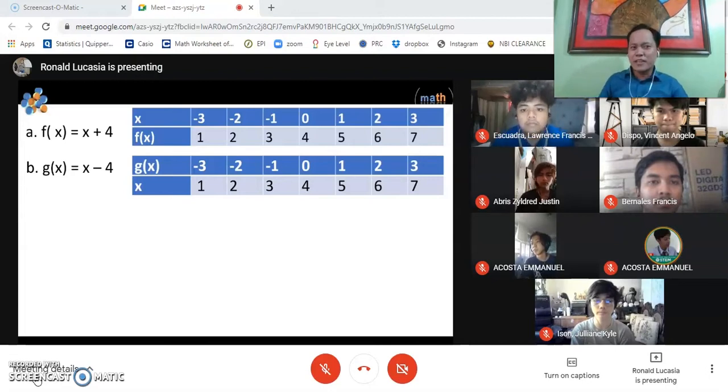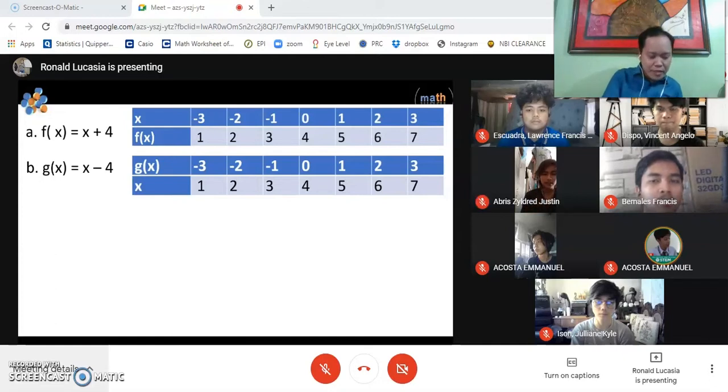Children, can you give me your observation? What observation can you make out of the given table? Maybe you're pertaining to the x and the g of x. Am I correct? And then the f of x, they have the same value as x. Am I getting the correct answer?